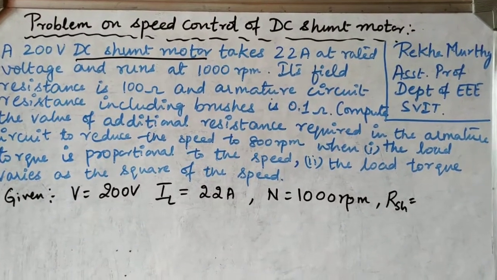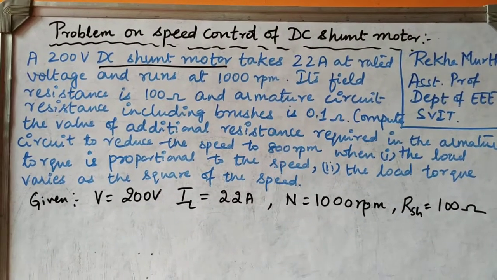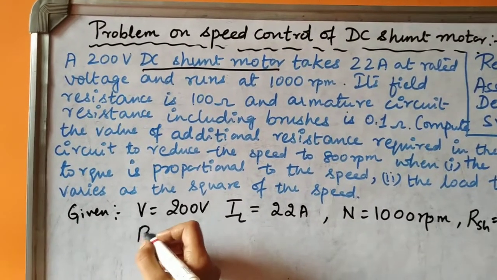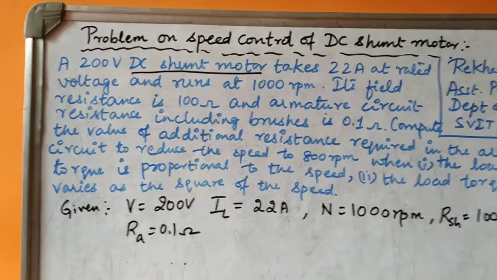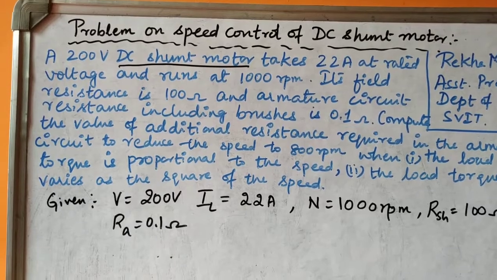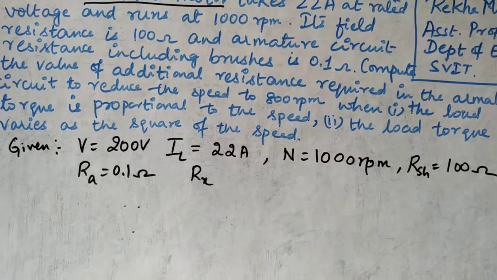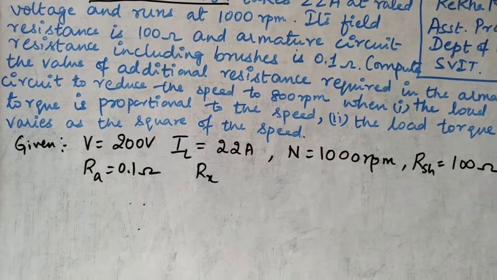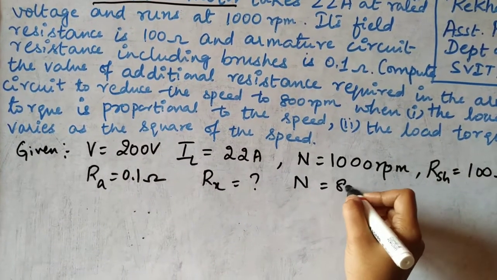So R shunt is equal to 100 ohms, and the armature circuit resistance including the brush is 0.1 ohm. So that is the RA value, which is 0.1 ohm. Compute the value of the additional resistance which is required in the armature circuit. So we have to determine the value of the additional resistance Rx to reduce the speed to around 800 rpm.